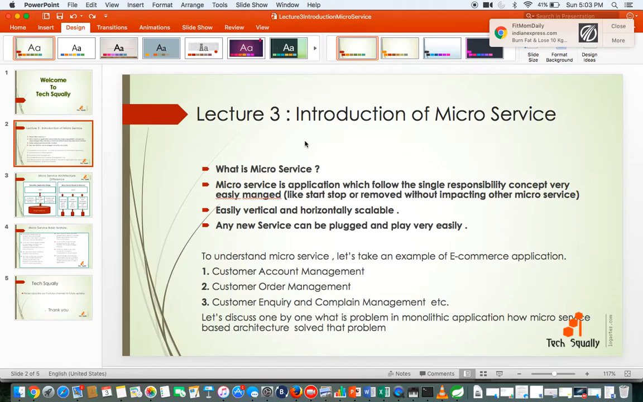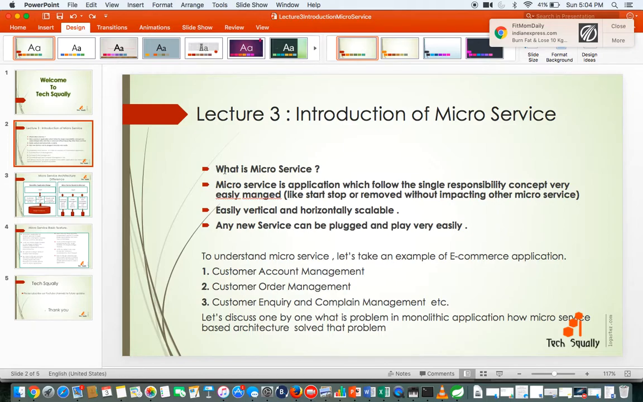Before starting microservice, I want to remind you all about my previous two lectures. In my first lecture, we set up the environment, in which we installed Java and Spring Tool Suite on the system. And in my second lecture, I told you how to create an account on Cloud Foundry and how to use that account with Spring Tool Suite. So now let's start the microservice.